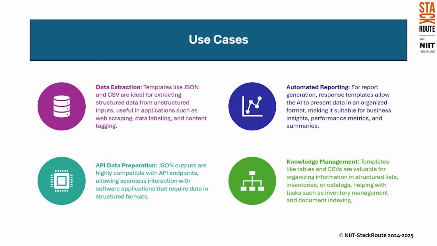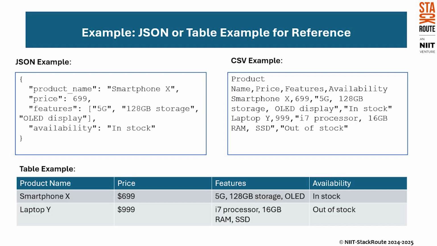And then there is knowledge management. Tables and CSVs are helpful for organizing data into structured lists, inventories, or catalogs, which is useful for tasks like inventory management or document indexing. Let's take a look at some examples.